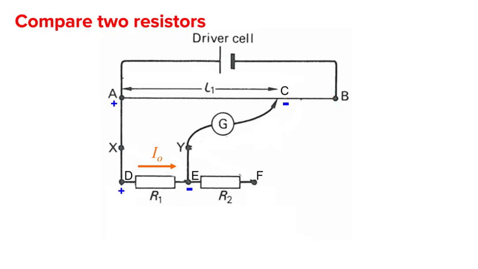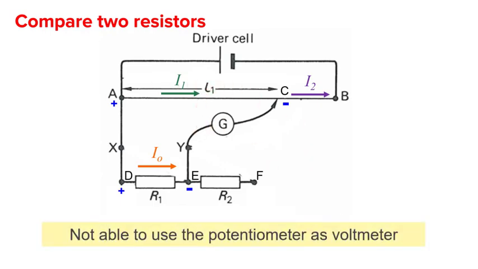And you also note that the current through the whole wire AB is not going to be constant. Hence, in this setup, if it's simply used like this, we will not be able to use the potentiometer as a voltmeter.